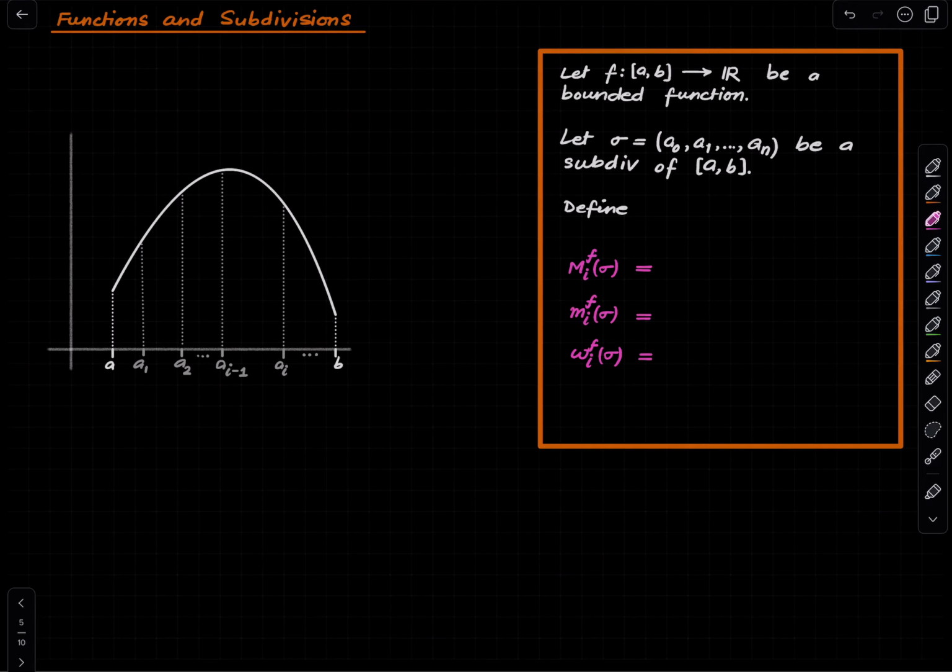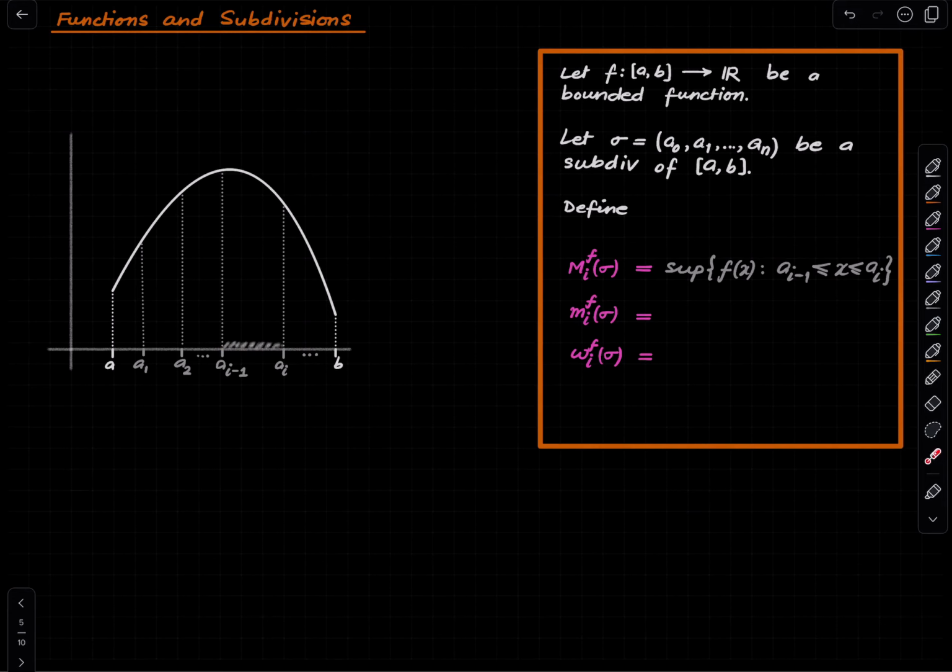Okay, so what is meant by this number? This is defined as, I'm going to write something and then explain. The supremum of all the values that the function takes in the ith part of the subdivision. So pictorially, this is the ith part of the subdivision. Let me shade it maybe.